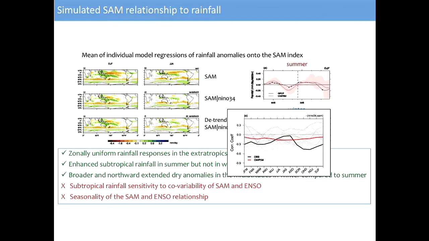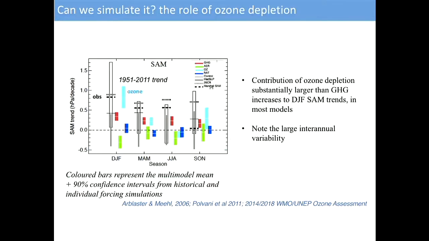So it's a real weakness, I think, in our models that we're not getting this relationship. Or perhaps we don't understand enough about the observations and whether that really exists. Maybe there's some phase of decadal variability that's really driving this relationship. But it's something I think we need to look into. Can we simulate the trend in the SAM and what's causing it?